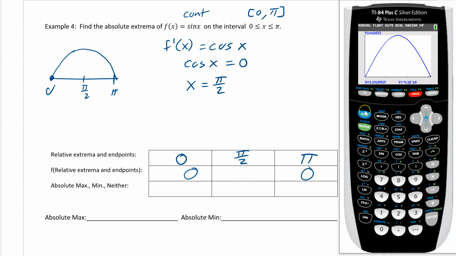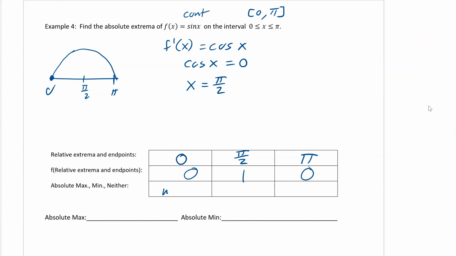And then the pi over 2 we know is our highest, which we know is 1. Oops. Second pi divided by 2, and it should say 1. Perfect. And so we know this is a min, this is a max, and this is a min. So we have an absolute max of 1 at pi over 2, and an absolute min of 0 at 0 and pi.